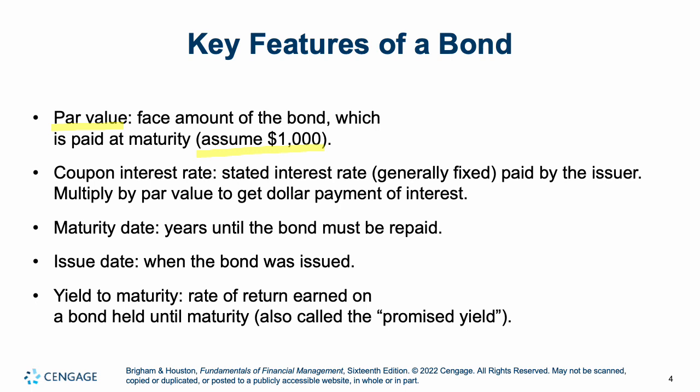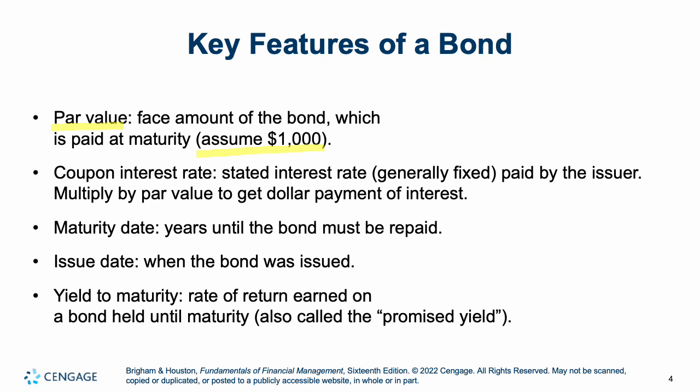A bond has what is known as a coupon interest rate. It is generally fixed and it's paid by the issuer of the bond. You multiply it by the par value to get the dollar payment of interest. If we have a $1,000 par value bond and it pays a 10% coupon rate, that bond is going to give you a $100 payment generally per year.